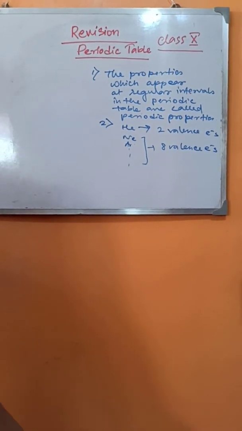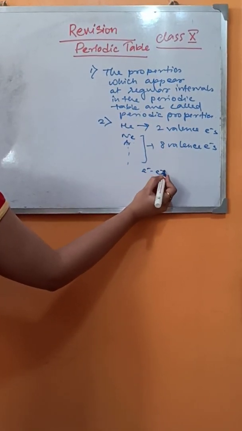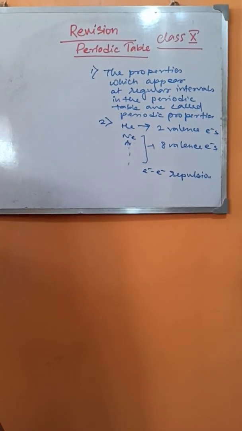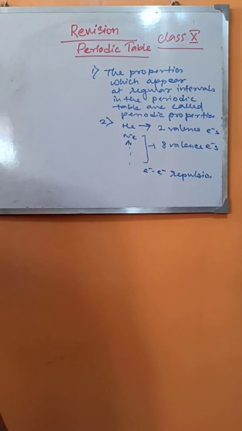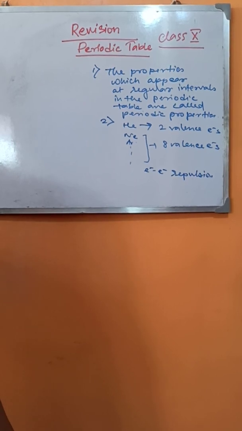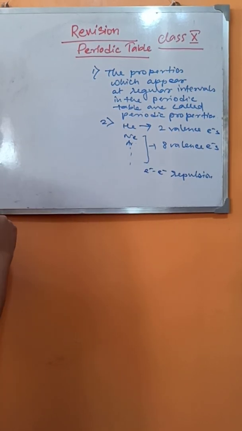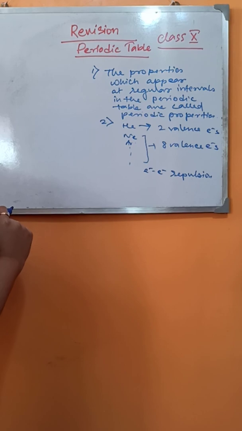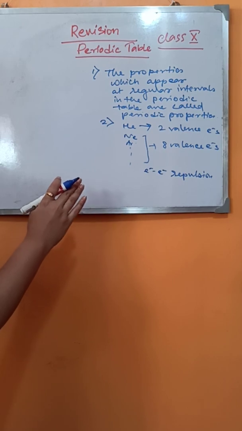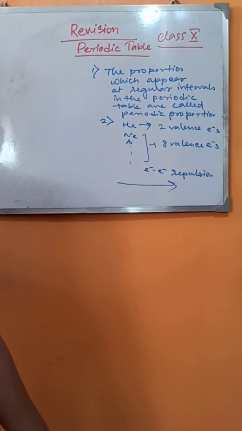Because of the completely filled valence shells, there is electron-electron repulsion among the electrons, or you can say that a force of repulsion exists between the electrons. This electron-electron repulsion increases the atomic size of the noble gases. So neon has a larger atomic size than fluorine, although we know that in the periodic table, as we move from left to right across a period, the atomic size decreases.